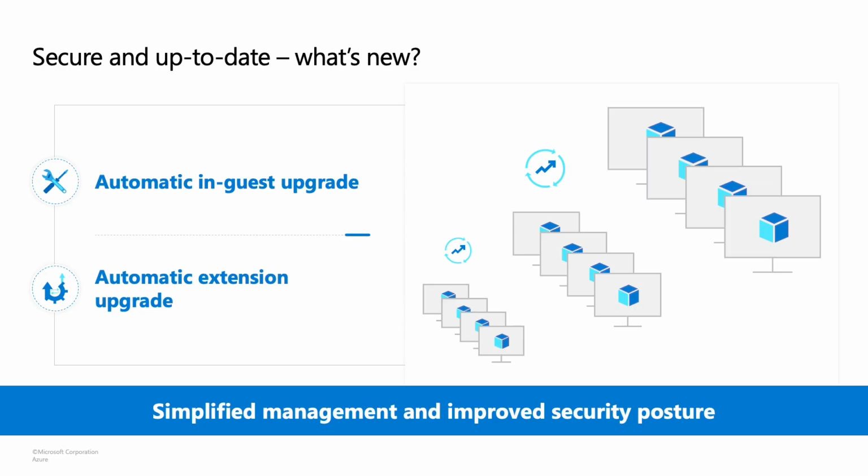Now, getting into security aspects and what's new there with VMSS. Two of the new features that we're introducing in VMSS are automatic guest upgrades and automatic extension upgrades. Automatic extension upgrades are a way for you to update your extensions, which are provided either by Microsoft or third parties, so you keep your infra safe with new updates. Let's deep dive into both of them.